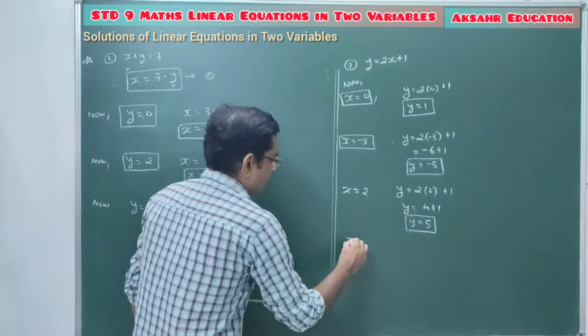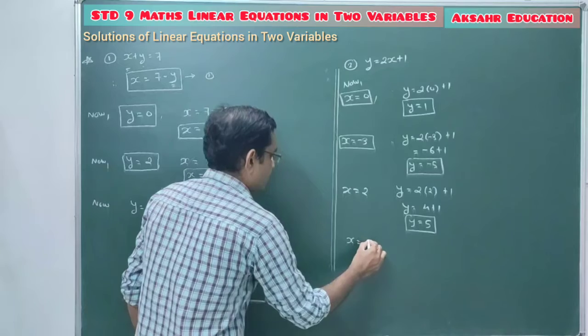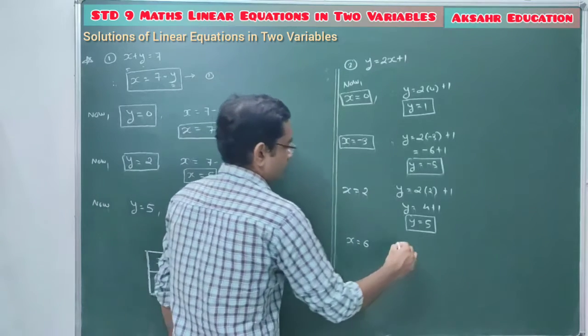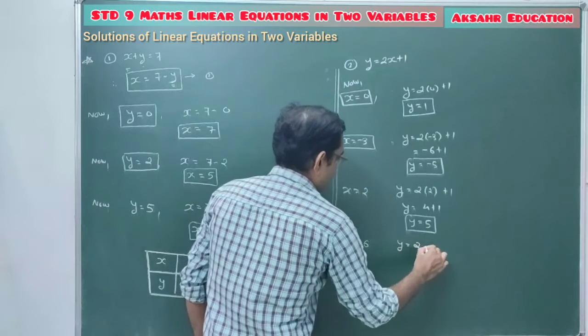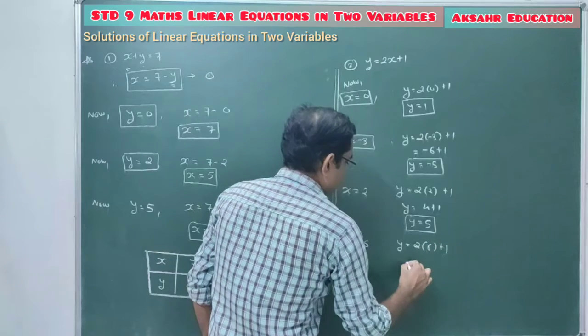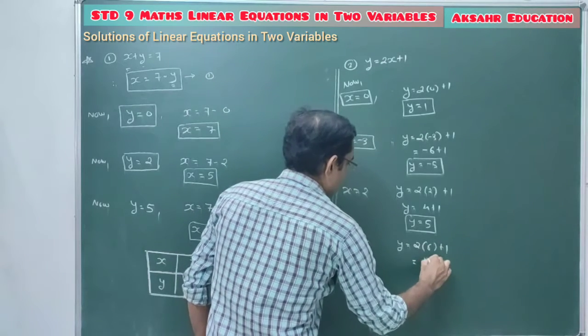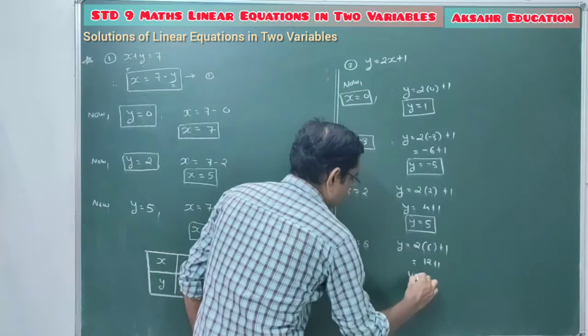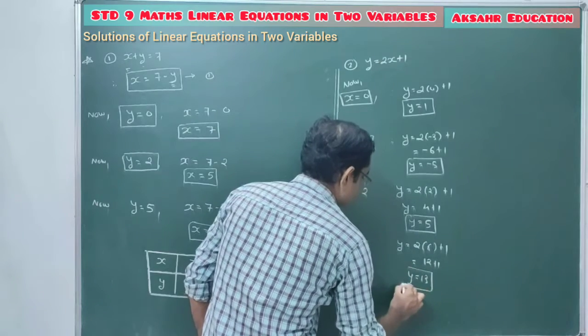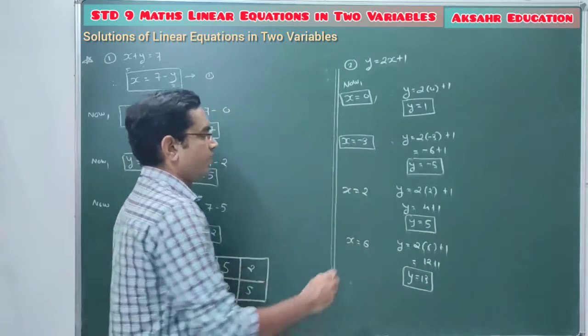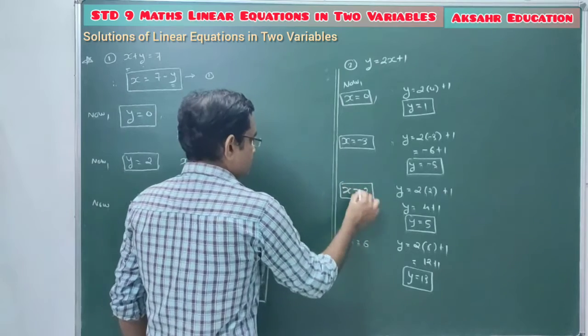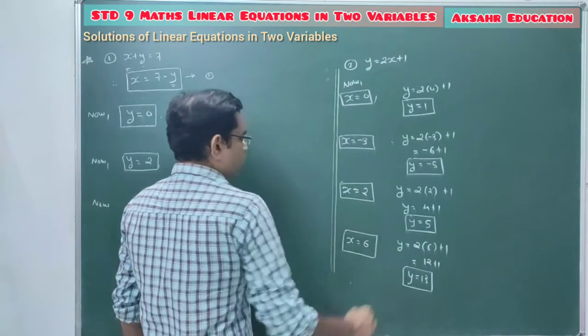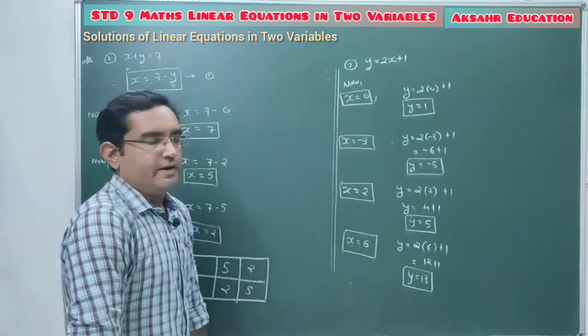Suppose we take x equal to 6. The corresponding value of y is 2 into 6 plus 1. So it's 12 plus 1, so y equal to 13. Clear, students? You have to put different values of x, and accordingly you get different values of y.